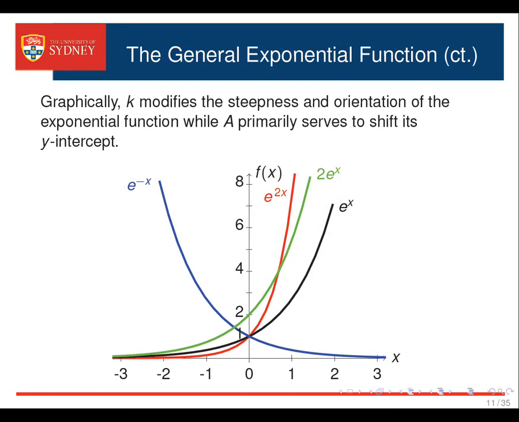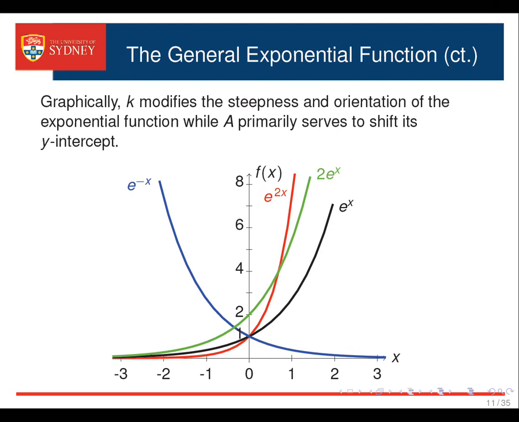Here are some graphs that arise from the general exponential function by varying a and k. Notice that the exponential function e to the x is simply the special case when both a and k are equal to 1. By changing k, you modify the steepness and orientation of e to the x. Specifically, as you increase k, the steepness of the graph increases, as you can observe from the graph of e to the 2x. And if k is negative, the graph becomes reflected about the y-axis, as you can see from the graph of e to the minus x.